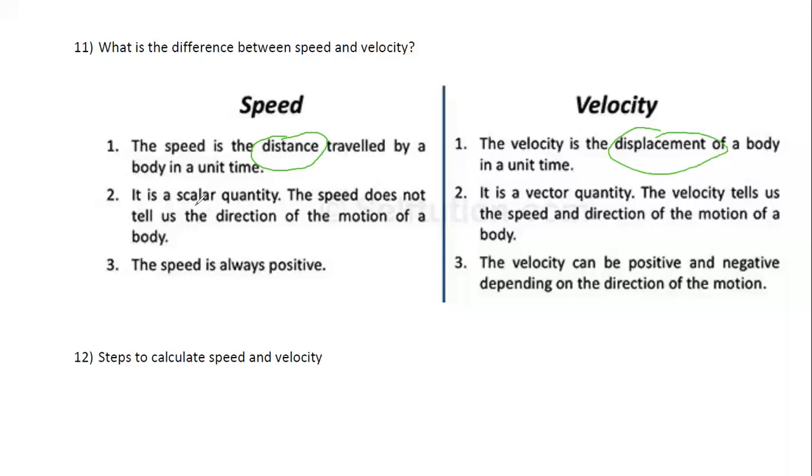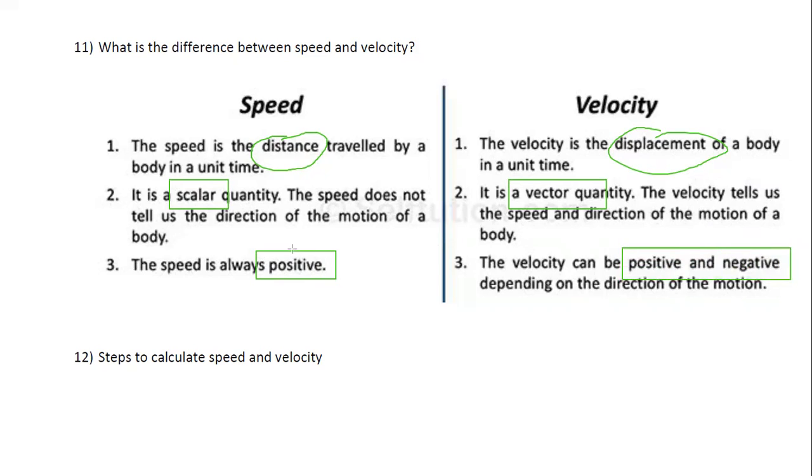Second, speed is a scalar quantity and velocity is a vector quantity. Okay, so speed is scalar and velocity is vector. That is the second difference. Speed is always positive. Remember this, speed can be zero or positive, but velocity can be both positive and negative.